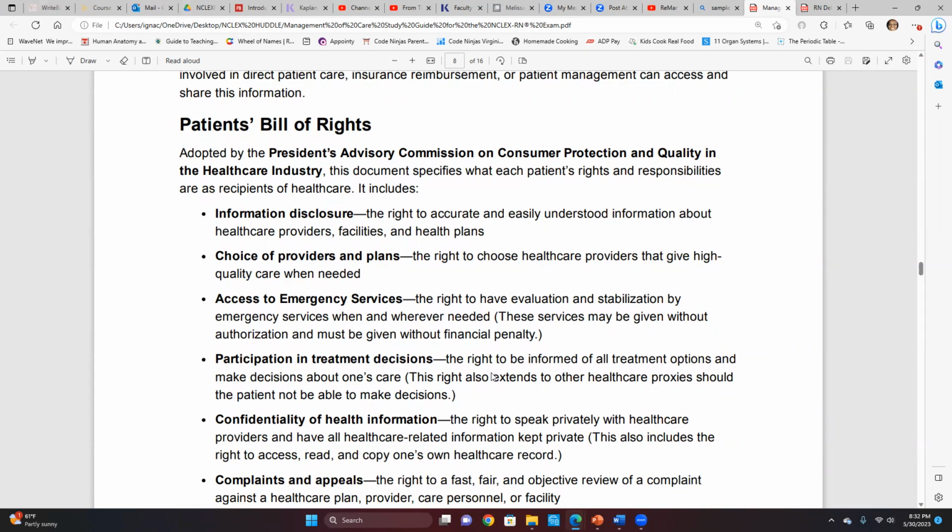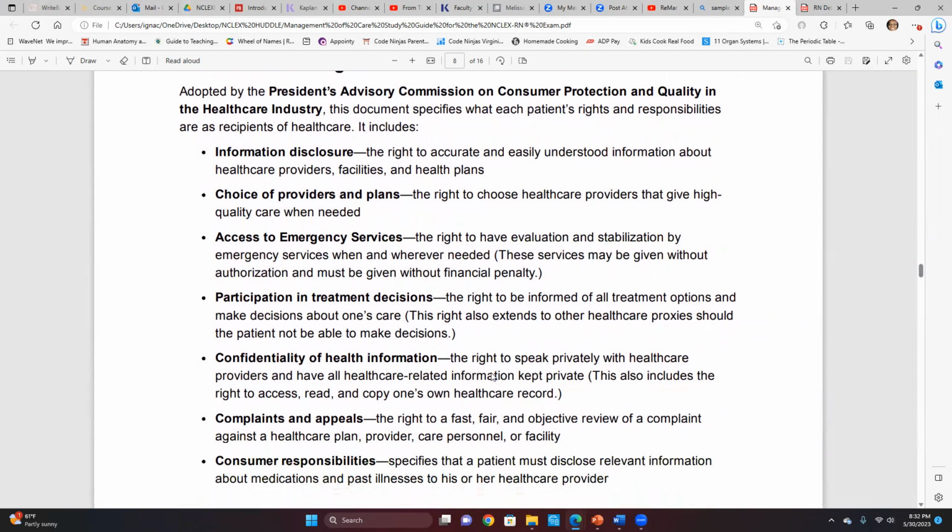Okay. So patients have a Bill of Rights. Patients have a right to their information. Now, the medical record itself belongs to the facility, but the information in there, the patient can have access to it. A lot of times now you'll see patients with electronic medical records, where they can access it and see their blood work and all of that.